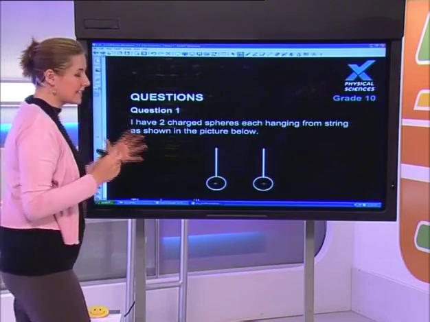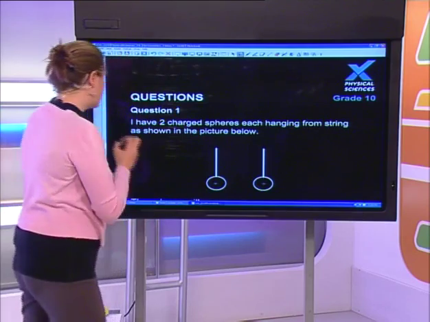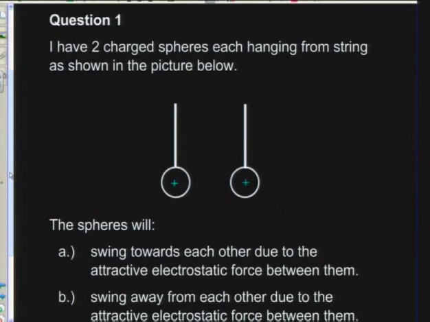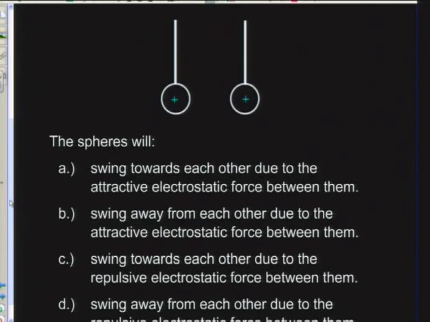But for now, let's get back to today's revision lesson. Over to you. Let's get straight into some questions. So I have got a question here. I have two charged spheres, each hanging from a string, as shown in the picture below. So there they are. Notice they are two positive charges. So immediately, before I even look at the question, I'm noticing they are like charges, and so they will repel.